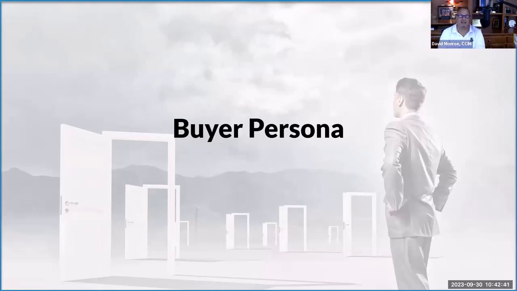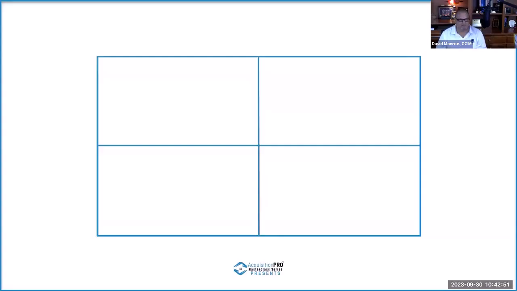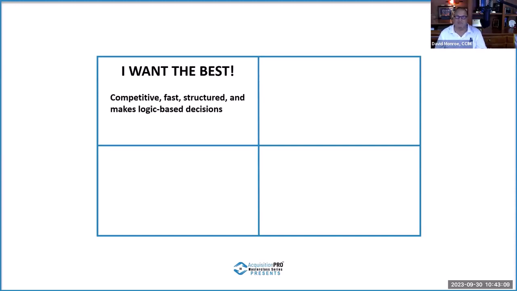So as far as ads are concerned, we're going to talk about how those personas affect how you run your ads. So the first one is, it's the person that they want the best. Okay. I want the absolute best, right? This is somebody that is definitely interested in status. Okay, they're competitive, they're fast, they're structured, and they make logic-based decisions. All right, so that's one persona.